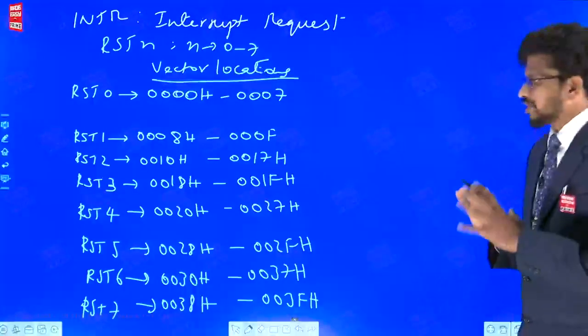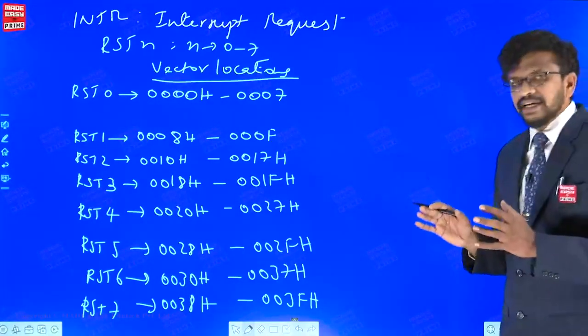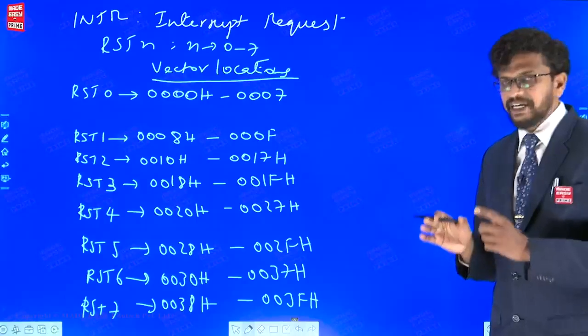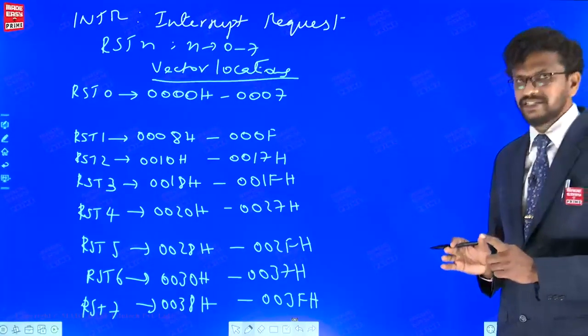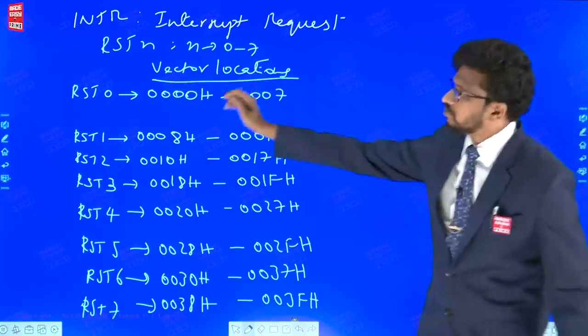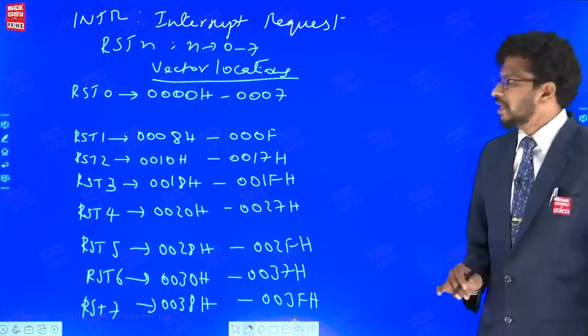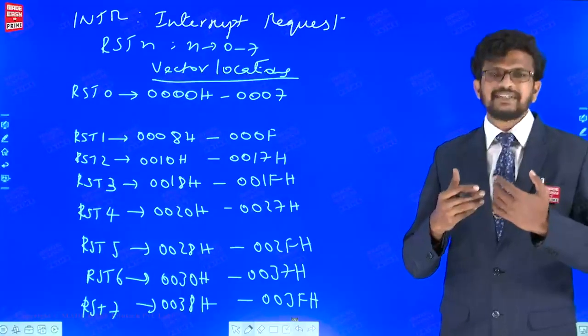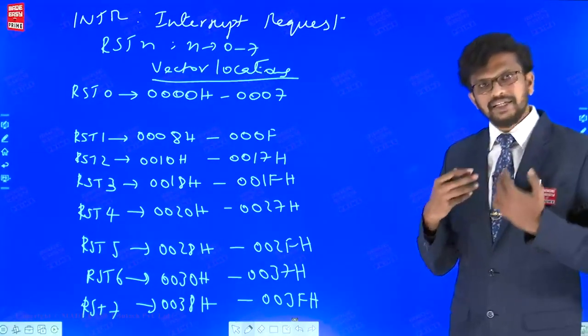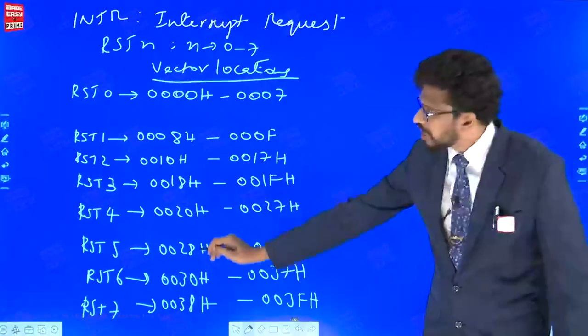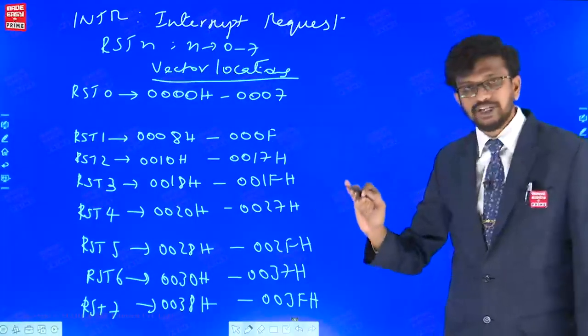Now observe carefully. This INTR is a hardware pin, but it doesn't have its own location. It has to use any of the 8 software interrupts vector locations. For example, it is based on the programmer's choice. Let us say I am the programmer. I can use any of the software interrupts vector locations to store the ISR.